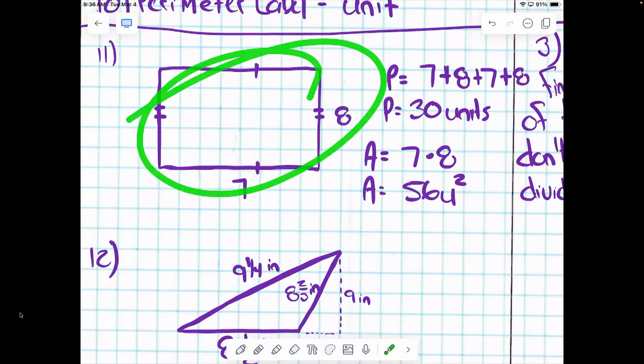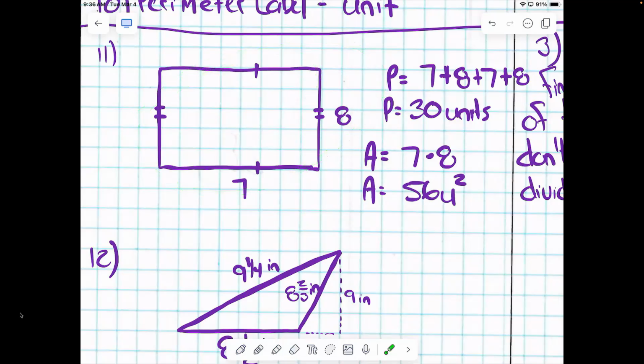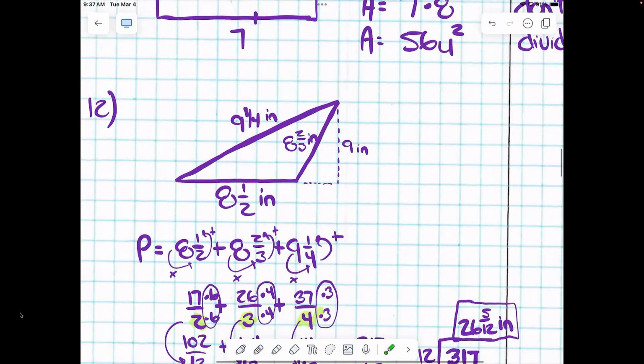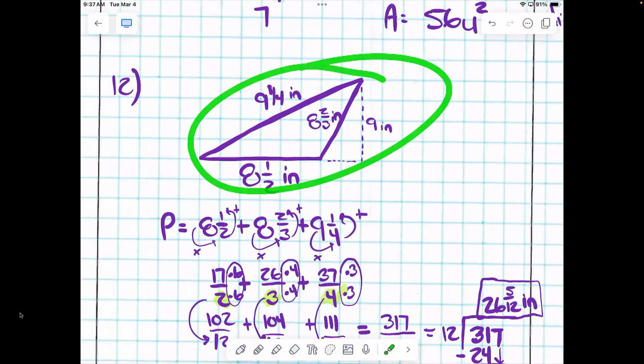What kind of shape is this right here? Rectangle. So the area is base times height? Yes? Yes. If this side is 7, what does this side have to be? 7. If this side is 8, what does this side have to be? 8. Add them all up and we find our perimeter. Yes.